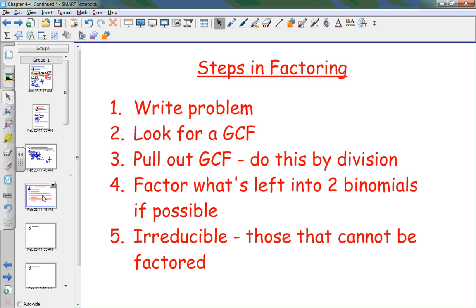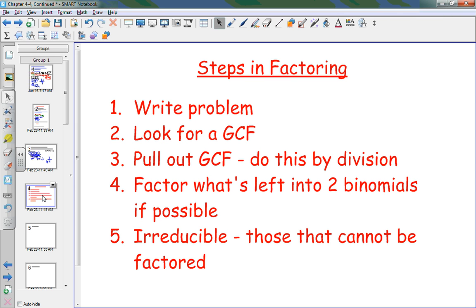Next, look for a GCF. Whenever I say look for a GCF, what are your eyes scanning for? Your eyes should be scanning for the smallest number that's there. Why am I looking for the smallest number? If I'm looking for the GCF, why would I look for the smallest number? Because your GCF cannot be bigger than the smallest number. Good job.